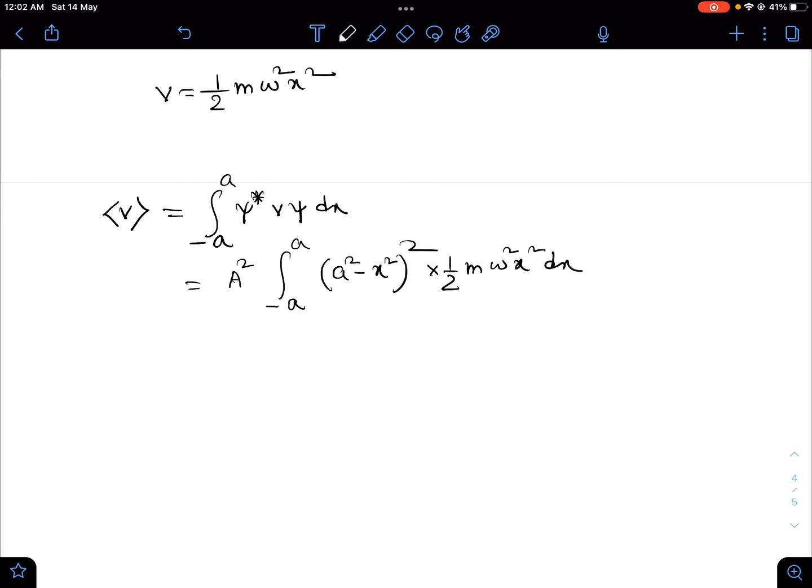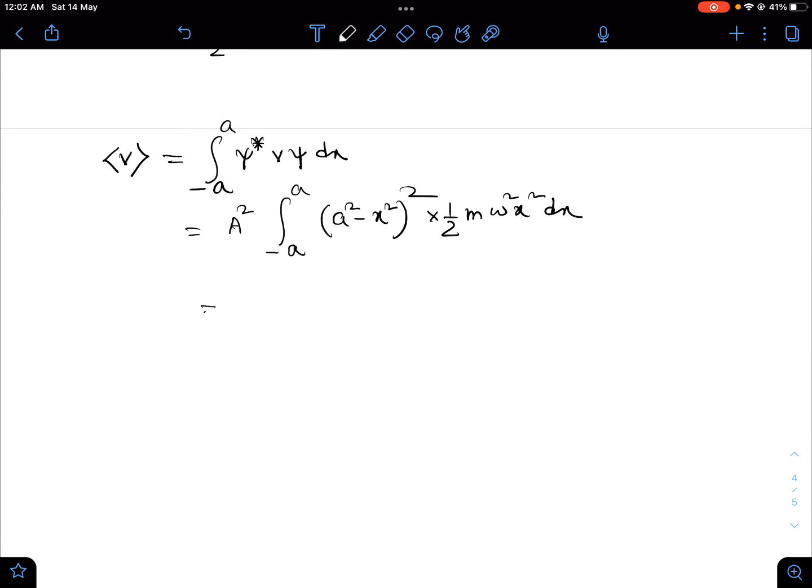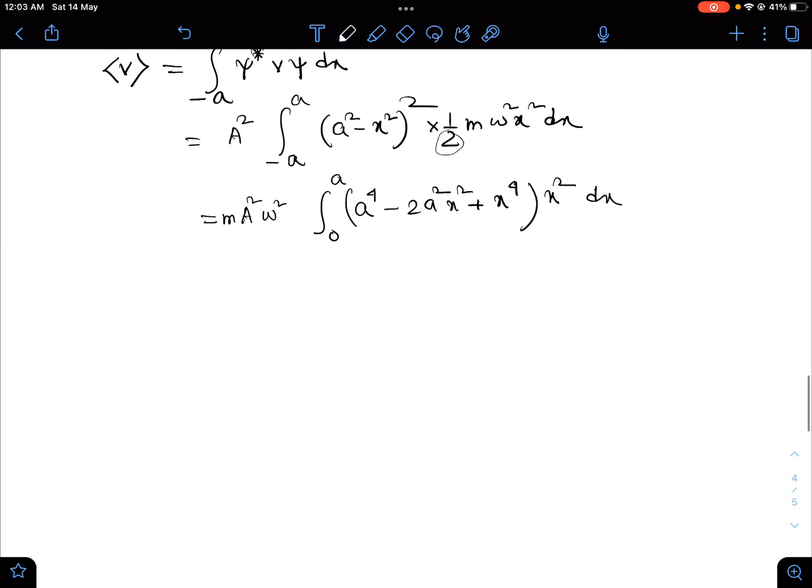So this is an even function. So we can write this, we can take 2 out. So this 2 and this half will be cancelled out. So we will get a² m ω², and from 0 to a, we have this value to be a to the power 4 minus 2a²x² plus x to the power 4. This will be multiplied by x². So that integration we have to evaluate. So let us do that.